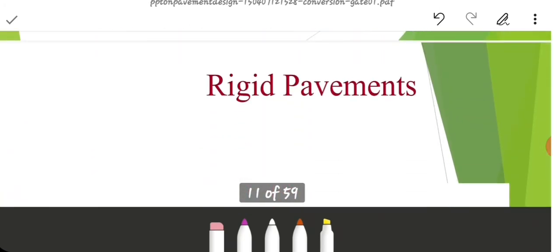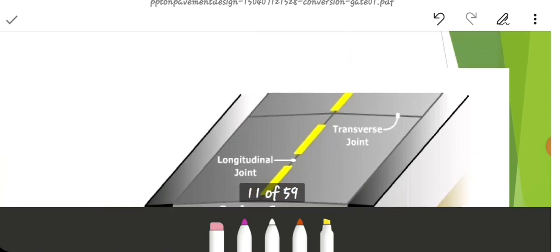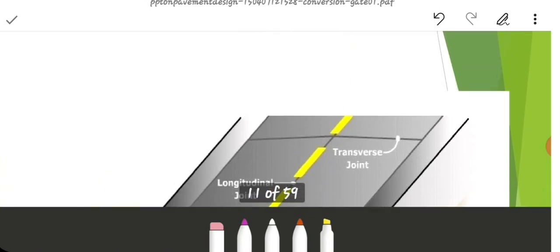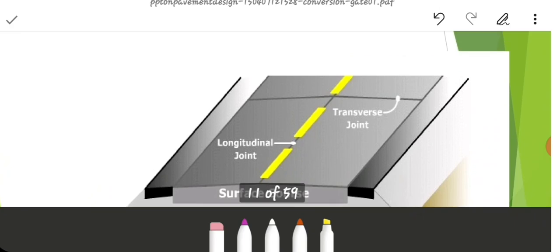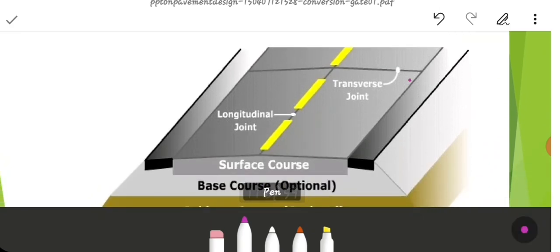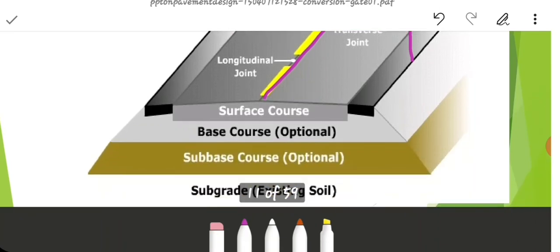Okay. Next, rigid pavement. You can see the picture of rigid pavement. There are two types of joint: longitudinal joint and transverse joint, and there are 3 layers or 4 layers maybe: surface course, base course or subbase course, and subgrade course. Subgrade course is existing soil. Okay.